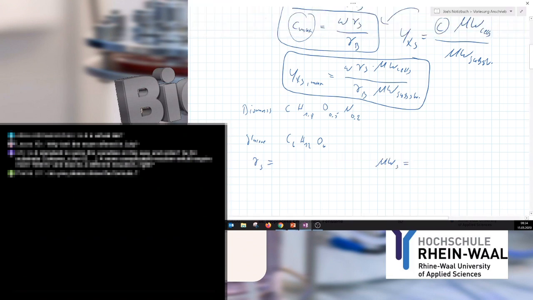So where are the solutions? I'm waiting for the solutions in the chat. I'm asking for the degree of reduction of the substrate. The substrate is glucose, the formula is here. And the molecular weight of the substrate, which I would say is an easy question.